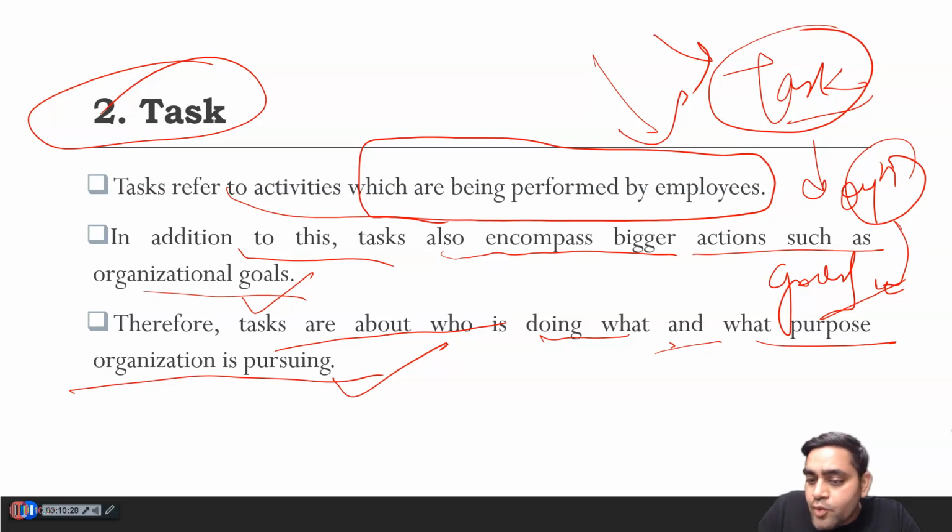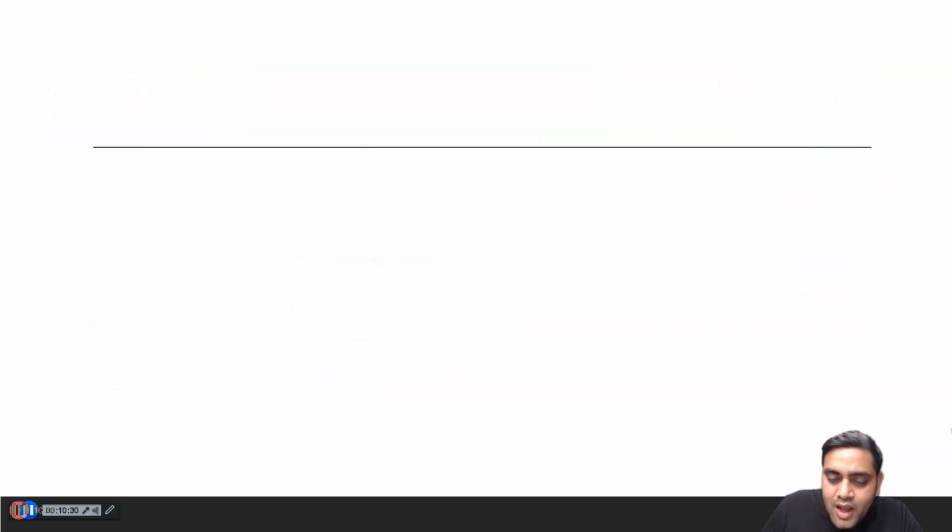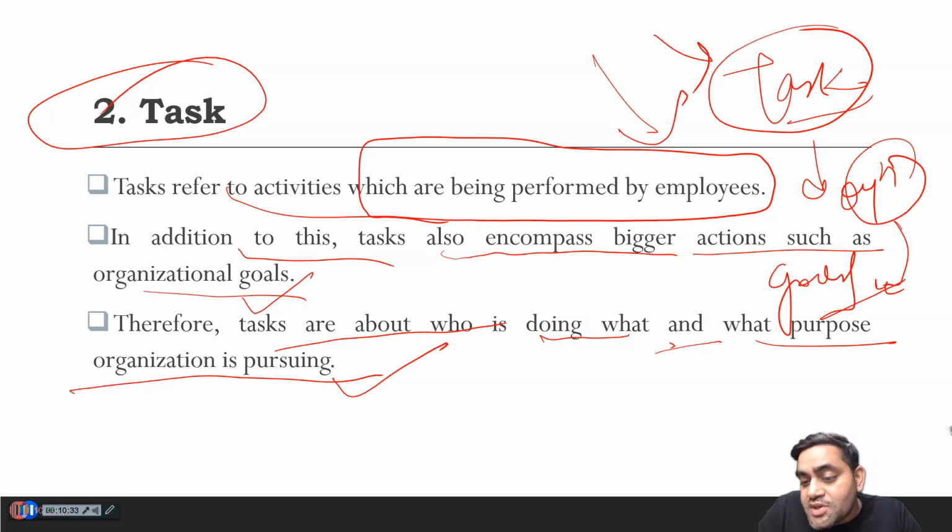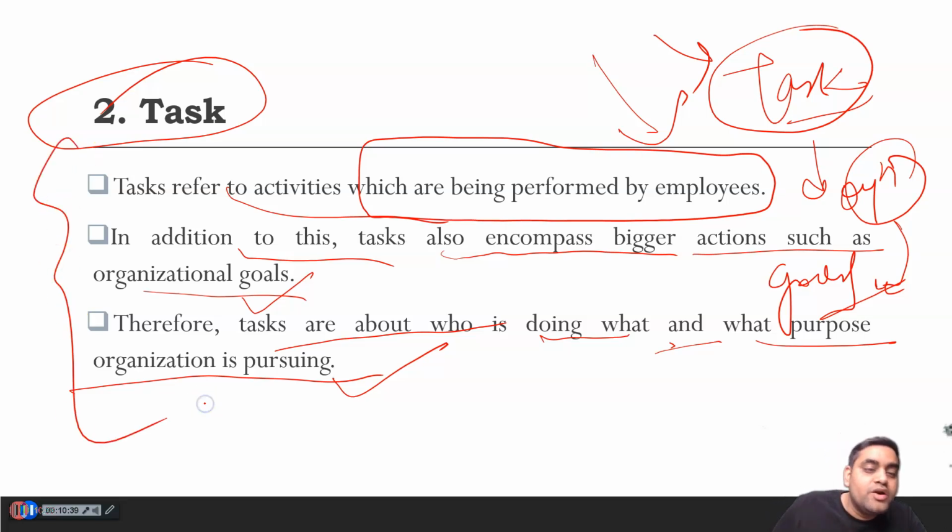First, what employees are doing, at what level they are doing it, and the third important thing, for what purpose they are doing it. That means what is the organization's vision, mission, and goal. So it will all be included in the task part.